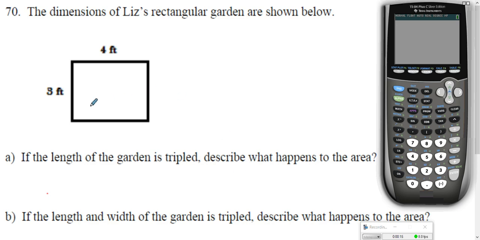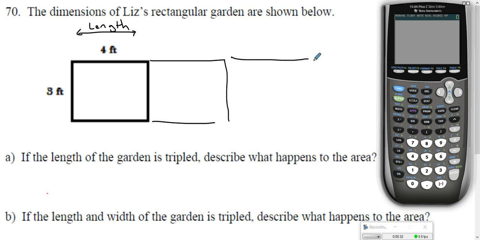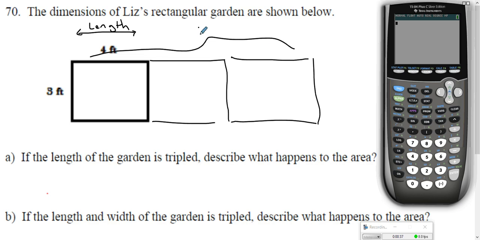Now, I'm going to assume the length is this dimension. Which one you choose could affect your answer. If the length is tripled, so now we've got, right, 4 times 3, 12. Now, as I draw it this way, you may know already what's going to happen.